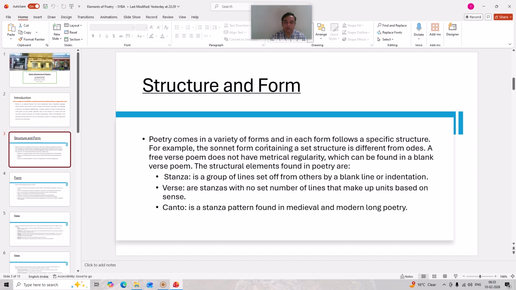The structural elements found in poetry are: the first is stanza, a group of lines set off from the others by a blank line or indentation. Verse is another structural element found in poetry. Verses are stanzas with no set number of lines, unique based on a sense. Canto is a stanza pattern found in medieval and modern long poetry.